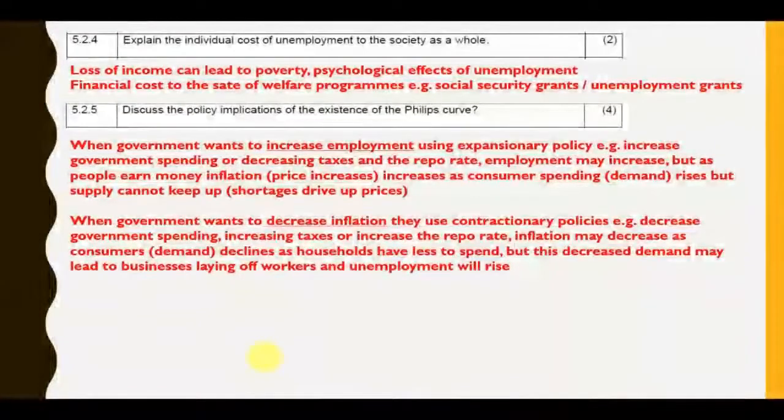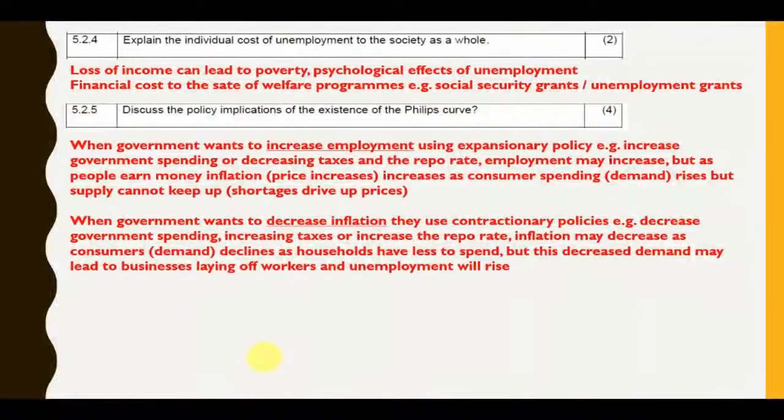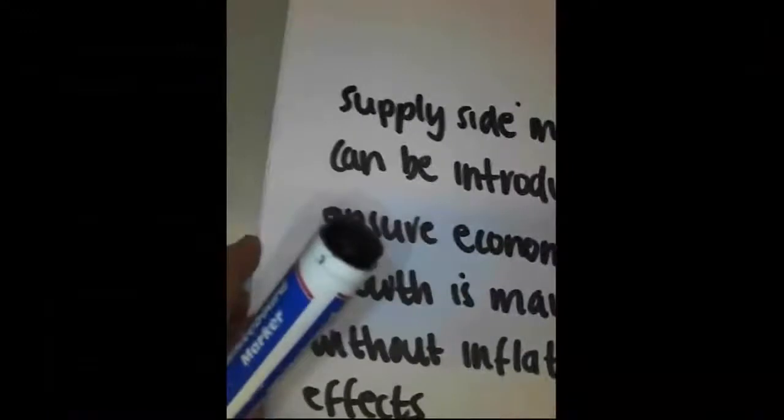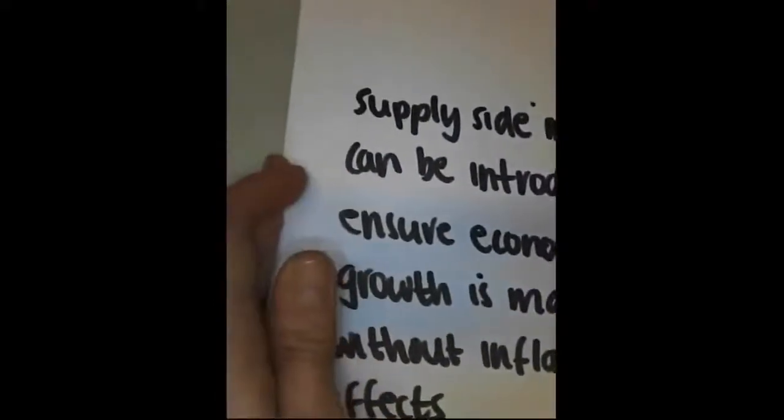Alright, so what I've got on the PowerPoint grade 12s is the expansionary and contractionary monetary and fiscal policy, but the Phillips curve really, guys, is all about using supply-side measures and the new economic paradigm. So I've just written something which I want you to take down. Let's just line it up nicely. Okay, so supply-side measures can be introduced to ensure economic growth is maintained without inflationary effects. If I can turn that around. Yeah, okay. I hope you can read that.